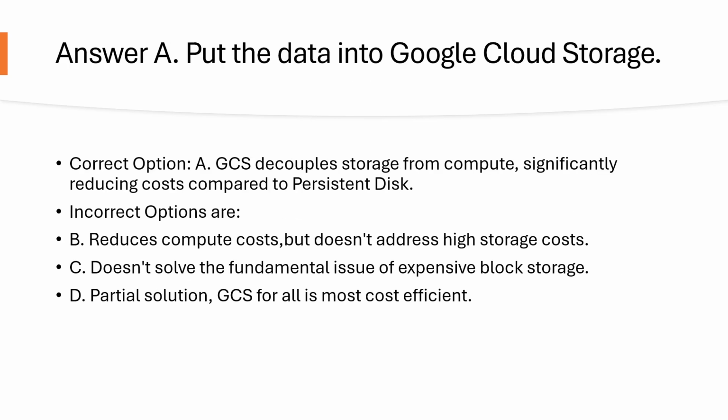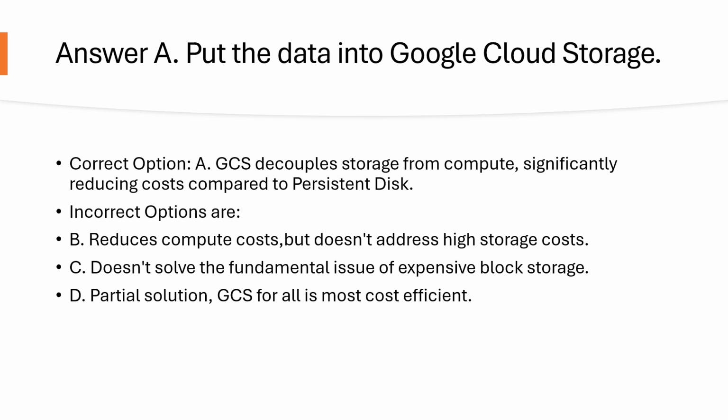The optimal solution is to store the data in Google Cloud Storage, GCS. Option A. Here's why. GCS is a cost-effective object storage service ideal for storing large datasets. Unlike persistent disk, which is block storage attached to VMs, GCS decouples storage from compute, leading to significant cost savings. Dataproc clusters can directly access data in GCS, allowing computation without needing large, expensive persistent disks on each node. This approach eliminates the need for 50 TB of disk space per node.